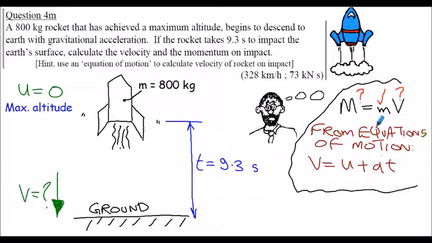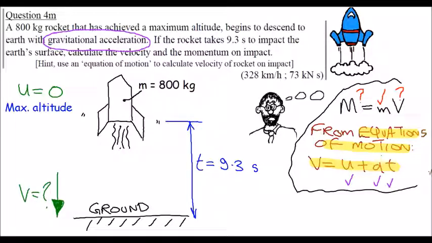But if you remember back to our equations of motion we looked at previously, one of the equations which is useful here is the v equals u plus at equation. Because in this equation, we know the initial velocity, it's 0 in this case. We know the acceleration, because in the question it says the rocket falls to Earth under gravitational acceleration, so that would be 9.81 meters per second squared. And we're also given the time in the question of 9.3 seconds.